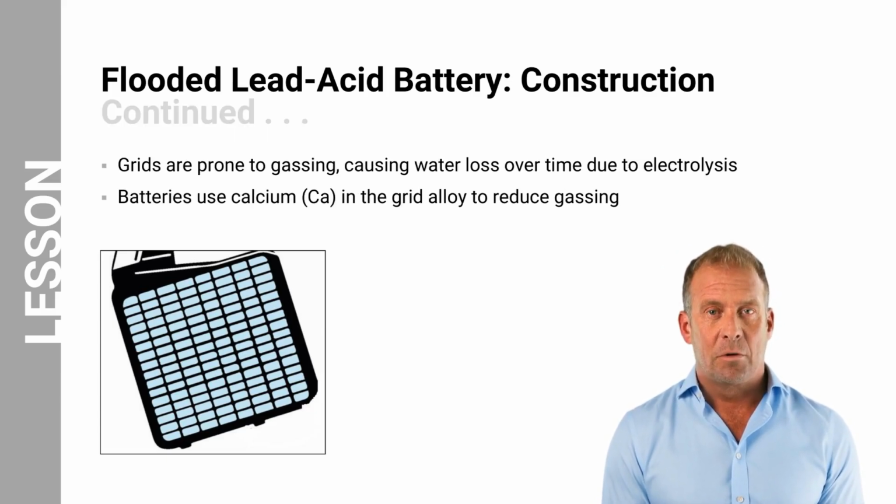Lead antimony grids, made primarily of lead, Pb, with added antimony, Sb, a brittle metal, are prone to gassing, causing water loss over time due to electrolysis. Antimony, Sb, is a metallic element that is often used in combination with other metals to improve their properties. In the context of lead-acid batteries, it is added to lead to form lead-antimony grids. Other batteries use calcium, Ca, in the grid alloy to reduce gassing, minimizing water loss and maintenance requirements compared to traditional lead antimony grids.